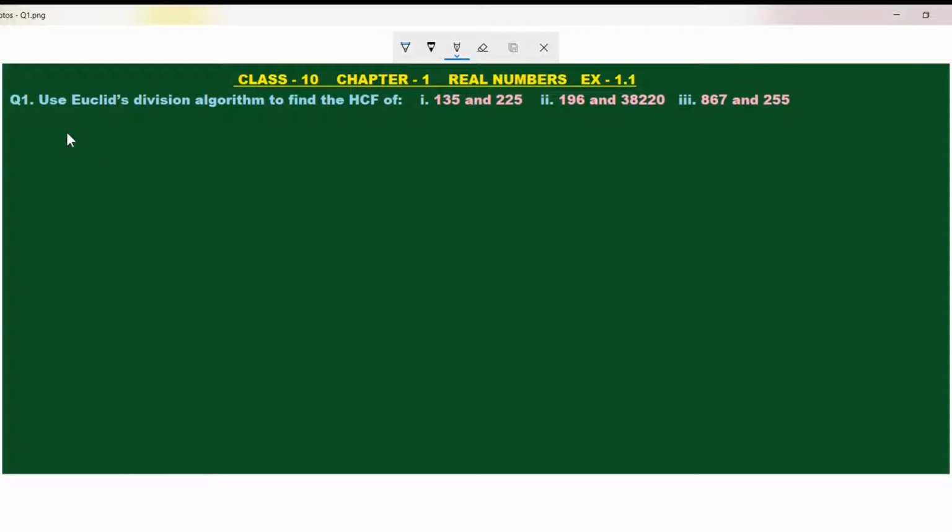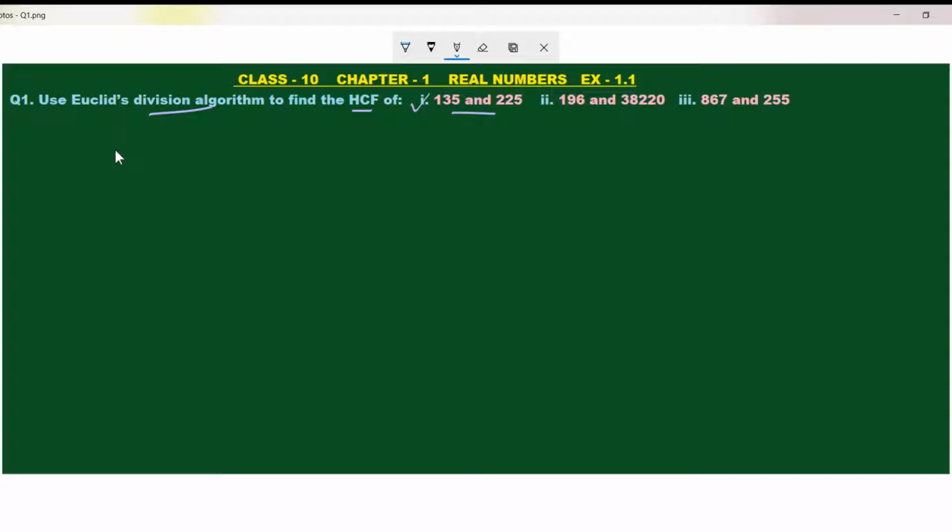In today's class, we are going to solve question number 1 from exercise 1.1, class 10. In this question, we need to find out the HCF of given two numbers by using division algorithm. Already we have seen what is algorithm, what is lemma and how to find out the HCF of given two numbers in the introduction class, and the first part also I have already solved in the introduction class. I will give you the link in the description box. You can check it later.